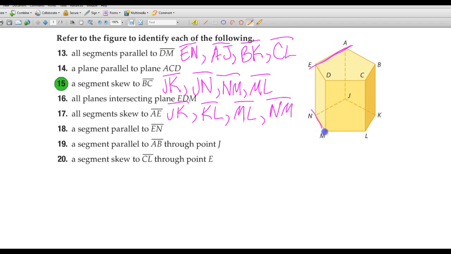So for example, in M, if I continue this line out, and I continue this line out, those lines would never intersect because this line is above this line, but they're not going in the same direction. That's what makes them skew and not parallel.